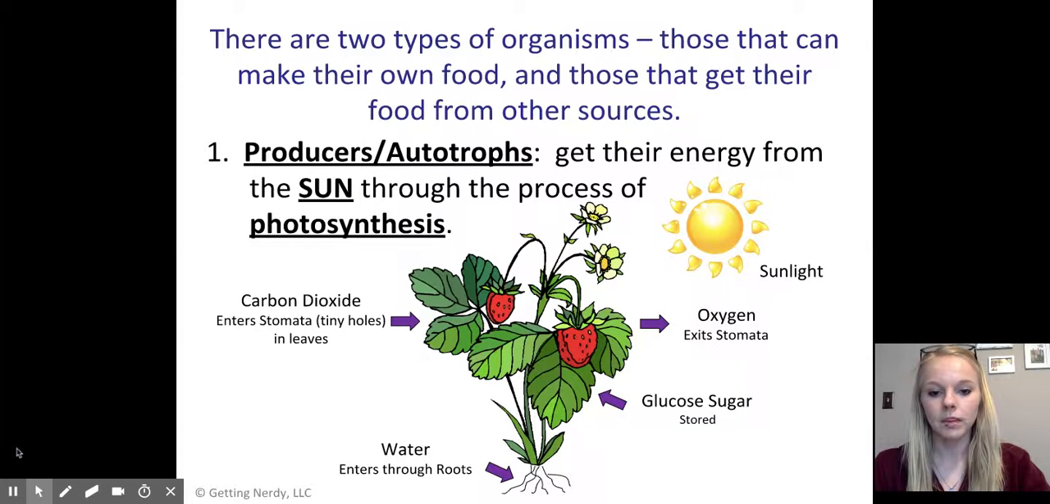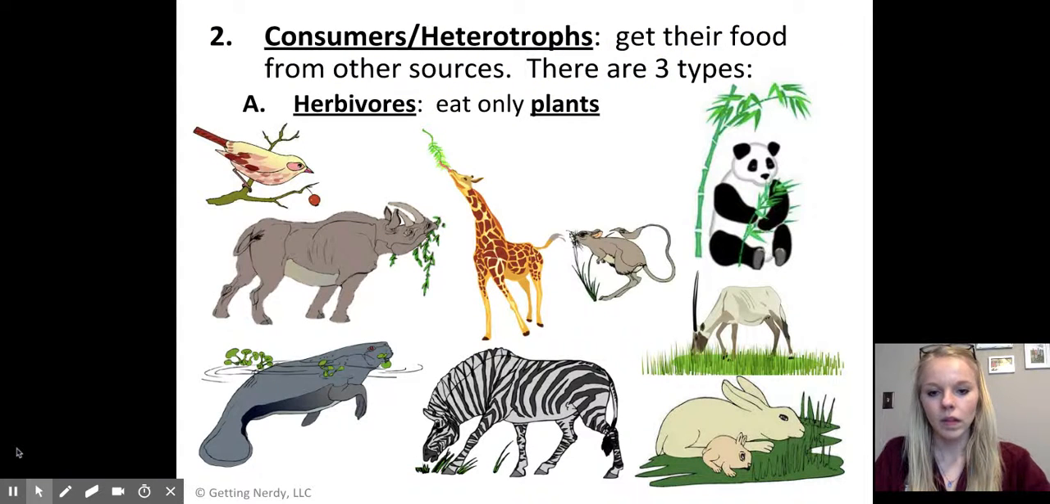Plants and some bacteria are able to do this because they have a pigment called chlorophyll that absorbs light energy. Other organisms are unable to do photosynthesis, and they must obtain their energy from consuming other organisms. They are known as heterotrophs, or consumers, because they consume food. The prefix hetero means different, so heterotroph means to obtain energy from a different source.